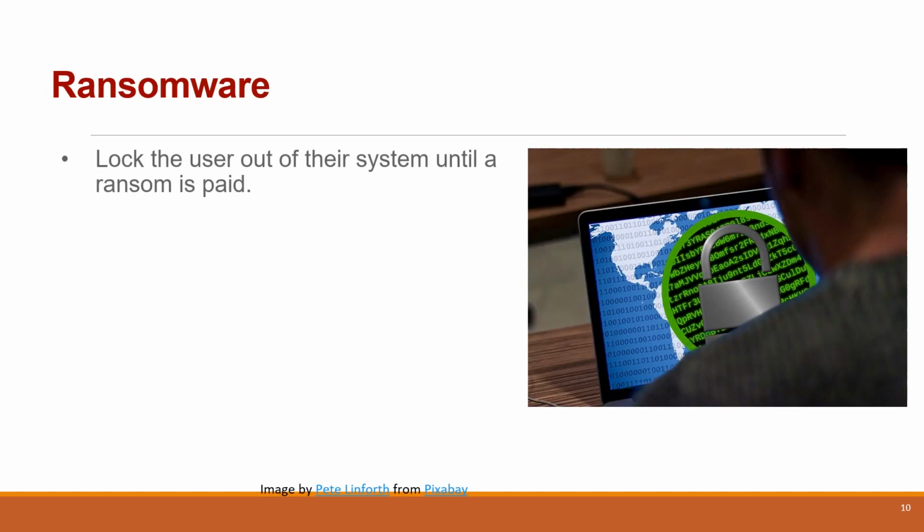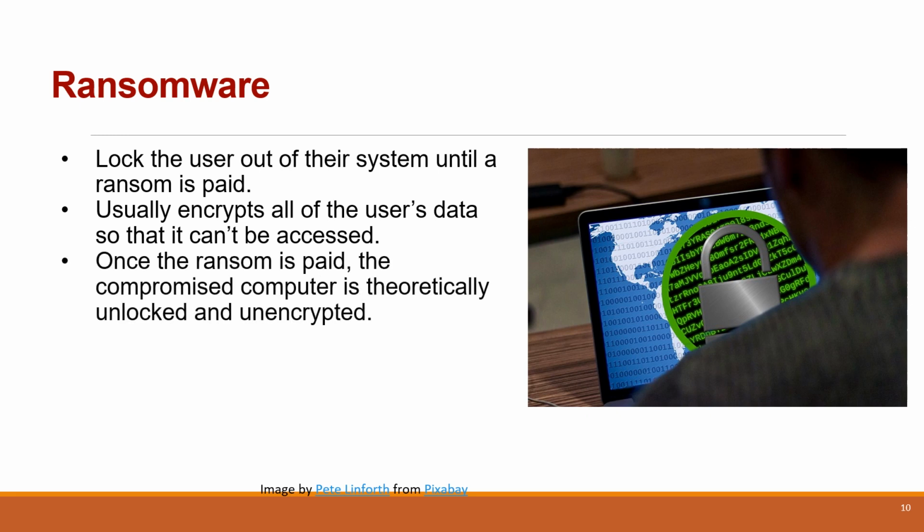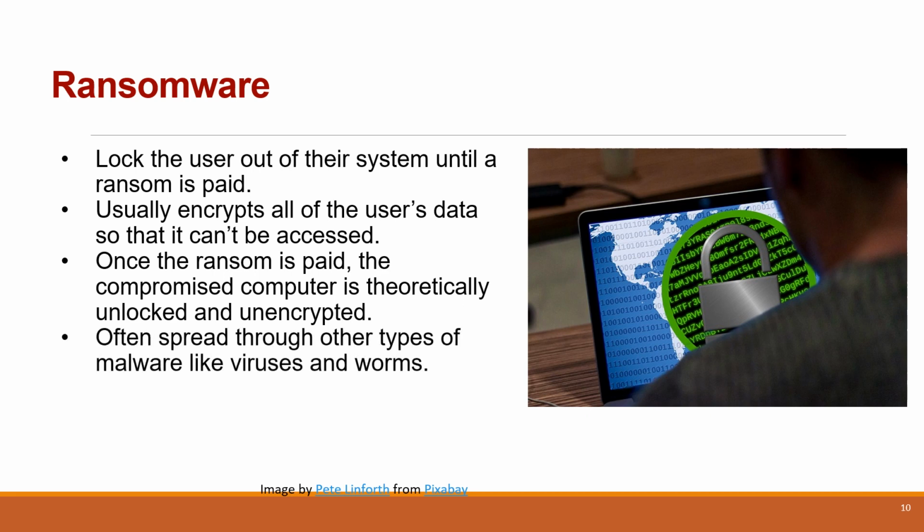Ransomware is software that's designed to lock the user out of their system until a ransom is paid. Once the ransomware becomes active, it encrypts all the user's data on the computer so that it can't be accessed. Once paid, the compromised computer is theoretically unlocked and unencrypted. Ransomware is often spread through other types of malware, like viruses and worms.